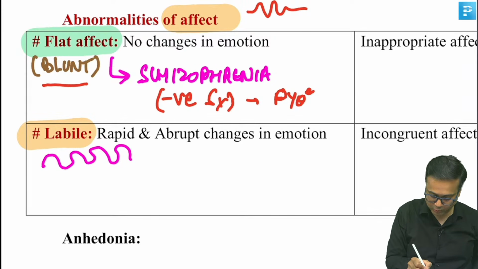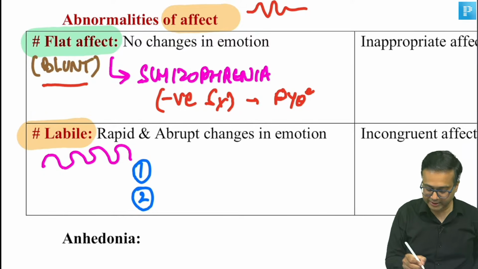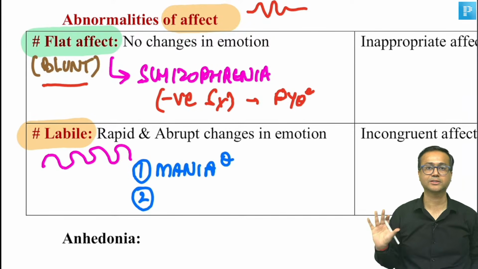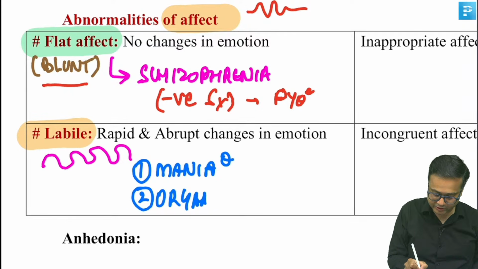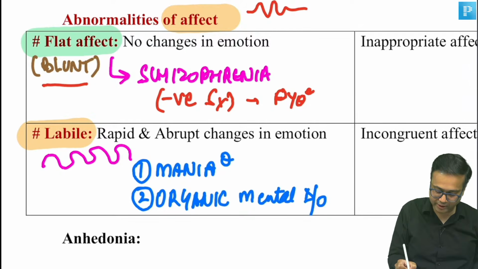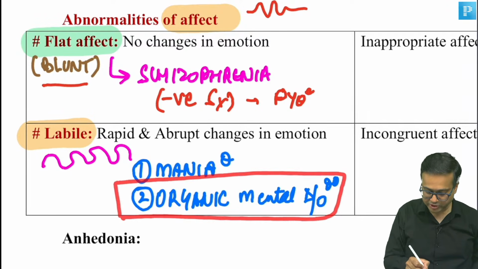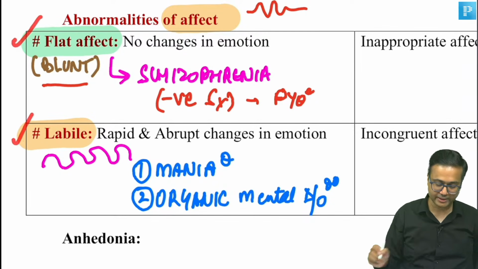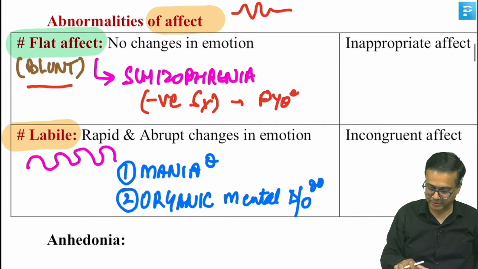Can you tell me two important conditions where you can see it? Very good. One of the important conditions is mania. Beta, you call it mania or bipolar disorder, I'll take both the answers. Any other important condition? Very good. Second important condition is organic mental disorder. A very important topic. This has been asked in your exam. This topic we will cover as the first disorder where we will start the disorders. So these two are very important abnormalities, but since we are discussing abnormalities of affect, let's complete this table.